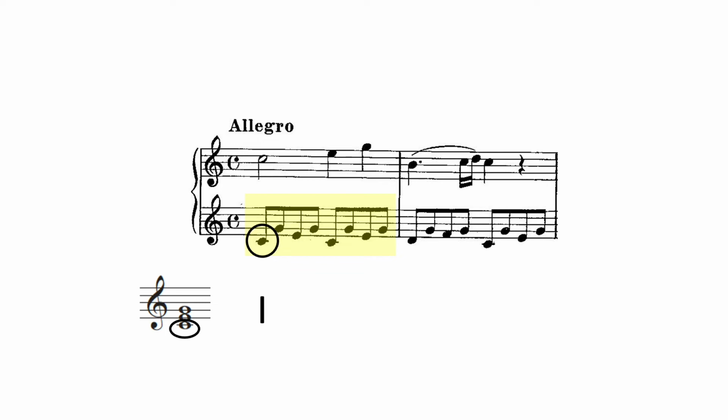So what about the second measure? Let's see if you can figure out what is going on harmonically in the second measure. Pause the video. When you think you have the answer, unpause. Did you come up with the answer? All right, before we actually say the answer, let's see if we can notice some patterns happening in this left hand to make finding the answer a little easier. So first things first, I noticed that in the second half of the second measure, we have the same notes and patterns that we had in the first measure.